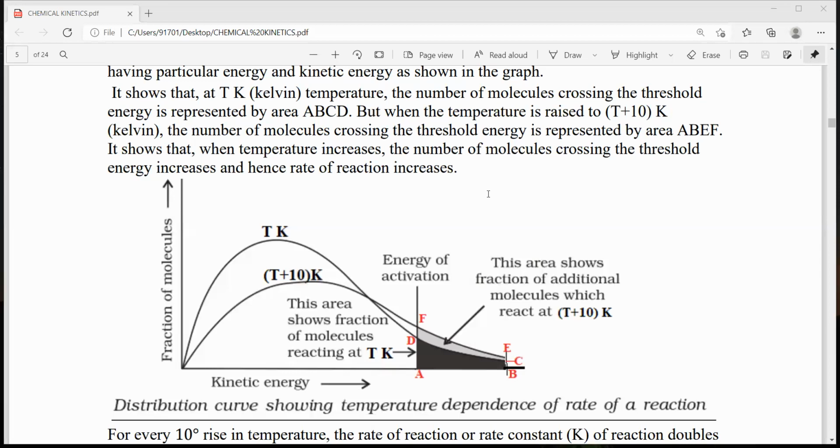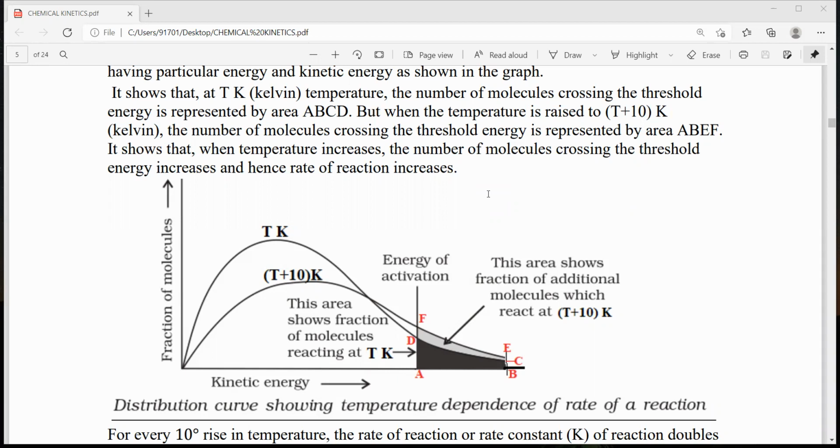Why does the rate of reaction increase when the temperature increases? Because we know very well, dear students, that if the temperature is increased, then more molecules are activated and cross the threshold energy state or transition state. More molecules crossing the threshold energy are converted into activated molecules, and those activated molecules are converted into products. That's why when the temperature increases, the rate of reaction increases. So it's very clear.